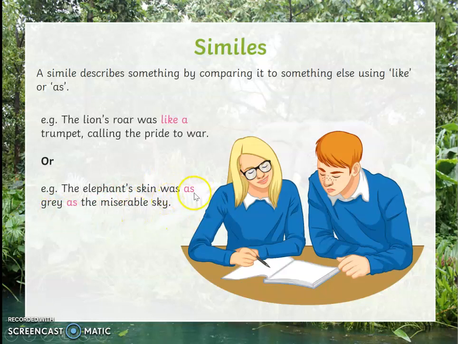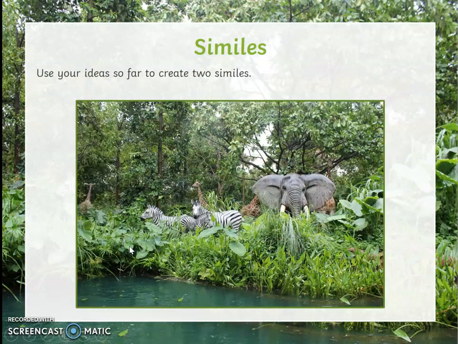So, as gray as the miserable sky. Why did we say miserable sky? Maybe because it might be gloomy due to a storm, or maybe the thundering, could be any reason. So you see how we have used similes here. Same thing, let's continue. Use your ideas so far to create at least two similes.